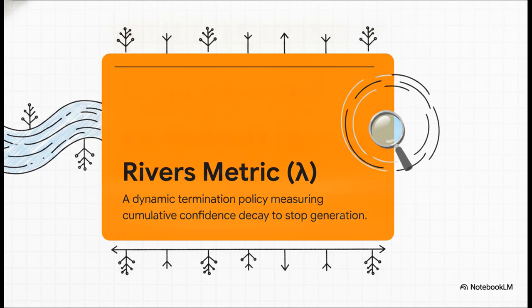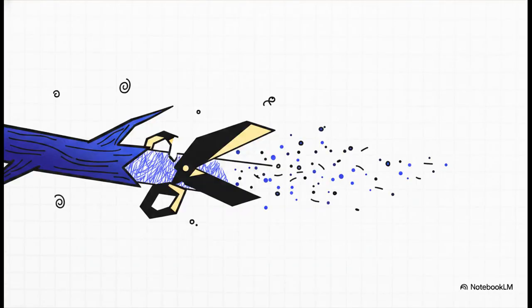Most AI interfaces right now use rigid, hard word counts to know when to stop talking. But lambda acts as a dynamic limit. It continuously tracks the AI's confidence, stopping only when that confidence fully decays. And when lambda finally hits its maximum limit, snip, the branch is formally pruned. The generation terminates right there because the AI mathematically knows its thought process is complete.